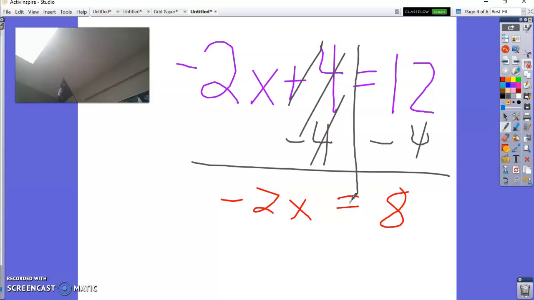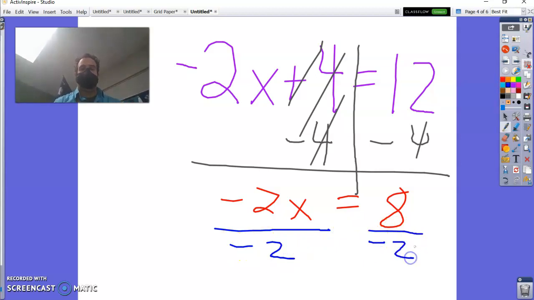What's happening right now between the -2 and the x? Multiplication. How do you undo that? Just because it's negative doesn't mean you can't divide. So we're going to divide here by -2. Those 2's now go away. Now you have 8 divided by -2. So x should be -4.